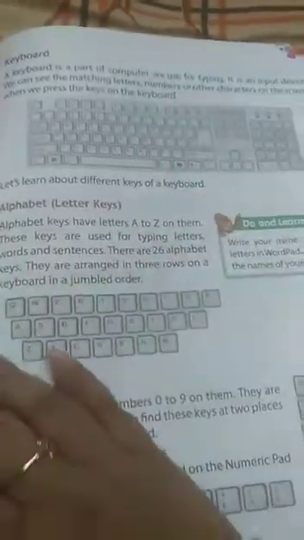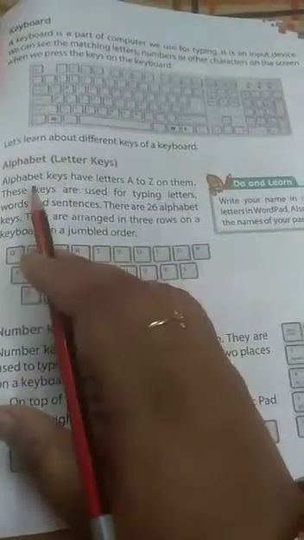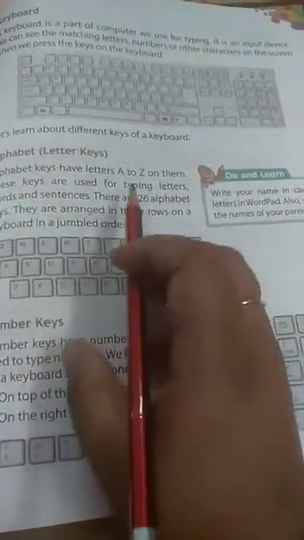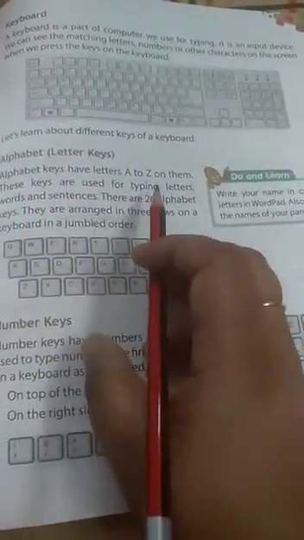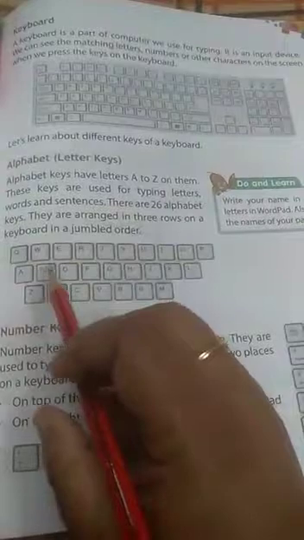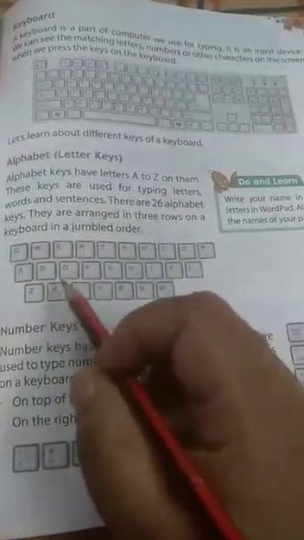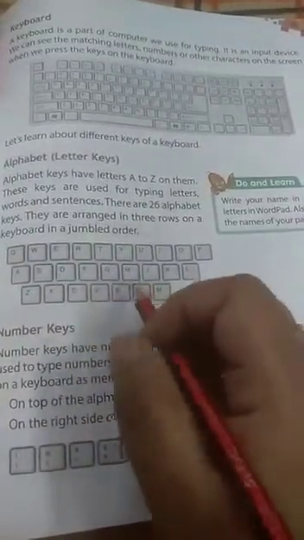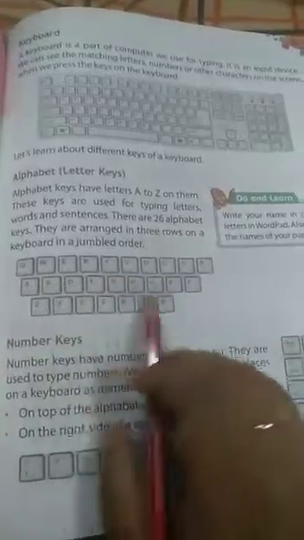Now let us learn about different types of keys on the keyboard. First come alphabet keys. That is your letter keys. Alphabet keys, as you know, there are 26 in number, that is from A to Z. And these keys are used for typing letters, words and sentences. These alphabet keys are arranged in a jumbled order. These are arranged in 3 rows.